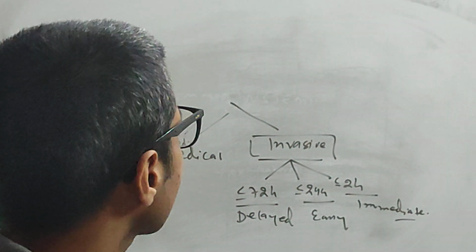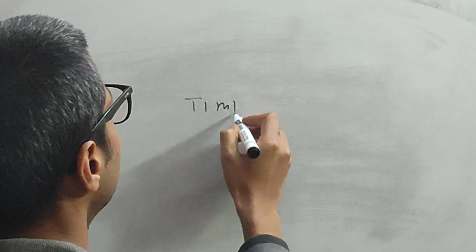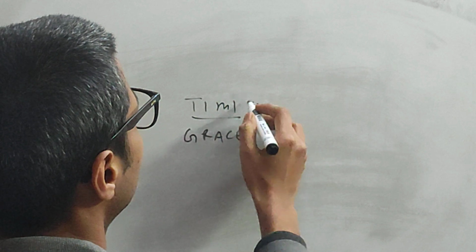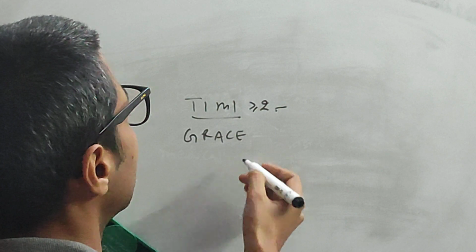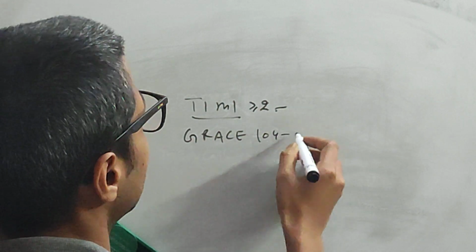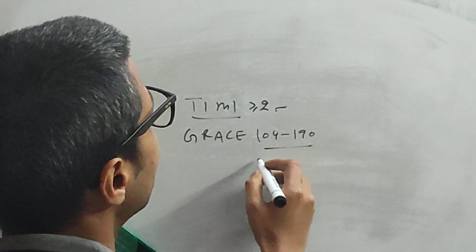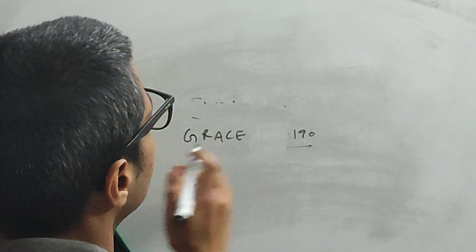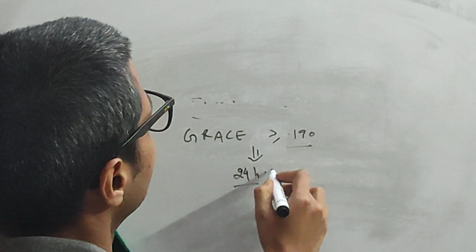And for deciding about delayed invasive or early invasive strategy, I told you that you look at the TIMI risk score and GRACE risk score. If TIMI risk score is 2 or greater, we go for delayed invasive strategy. If GRACE risk score is 104 to 190, we go for delayed invasive strategy. But if it is greater than 190, then we go for early invasive strategy.